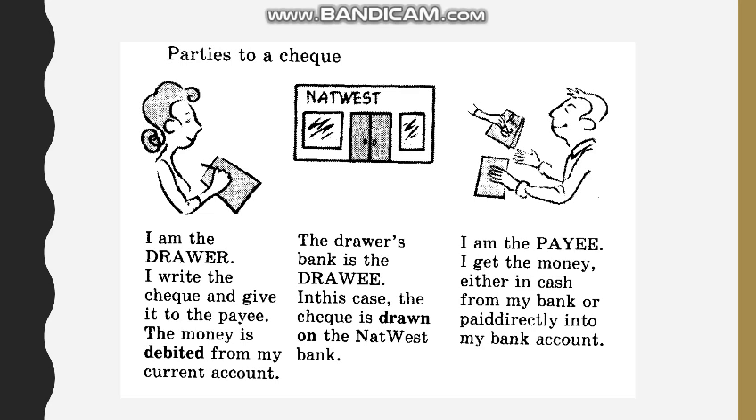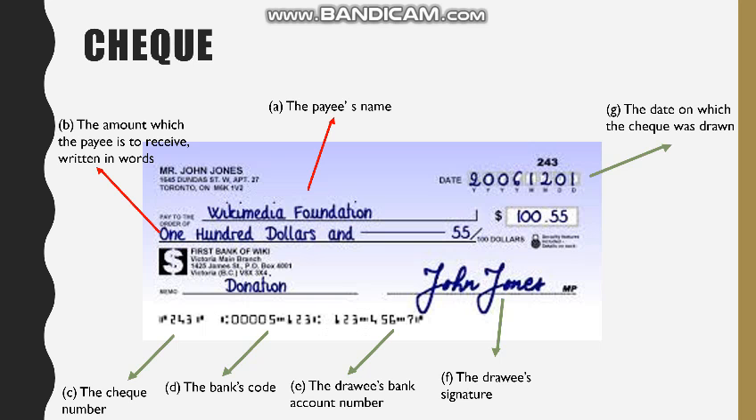In this case, the check is drawn on the NatWest Bank. NatWest is the name of the bank here. And the payee gets the money either in cash from his or her bank or paid directly into his bank account.